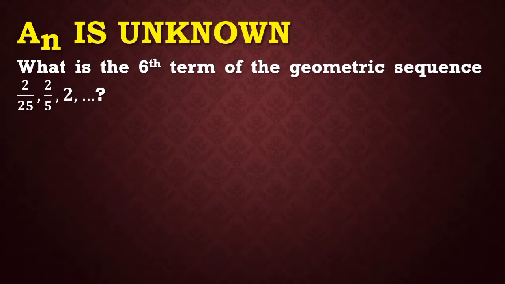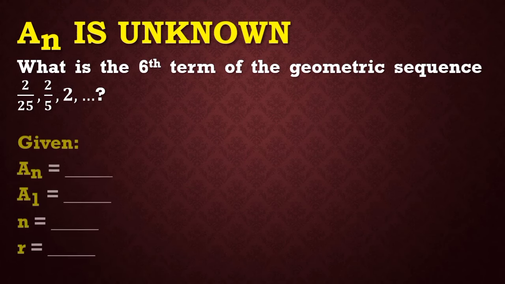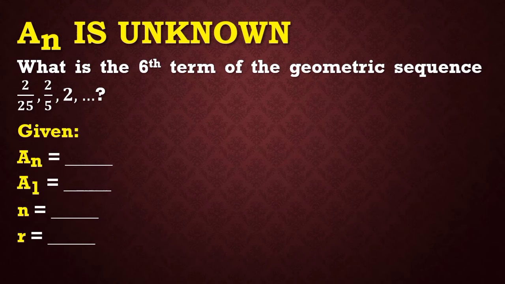For our last problem, what is the sixth term of the geometric sequence 2 over 25, 2 over 5, 2, and so on? So let's identify the given. So a sub n, the unknown, and then yung a sub 1 natin, yung first term, that is 2 over 25. Now, what is n? That is 6. Sir, wala po yung common ratio. So, wala po siya sa given problem. So, don't worry kung hindi given yung common ratio. Given naman yung mga first 3 terms. From these terms, makukuha natin yung common ratio.